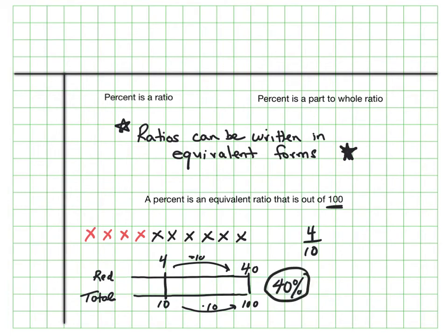I could also do this as proportions or equivalent ratios, kind of in fraction form. And I could say, well, this is 4 out of 10 that are red, and I want to know what it is out of 100. So again, I'm going to multiply by 10. I have to do the same thing on top and bottom, which means this is, again, 40, and 40 out of 100 is 40%. Right? So I can say that 4 out of 10 is equivalent to 40%, the ratio out of 100.